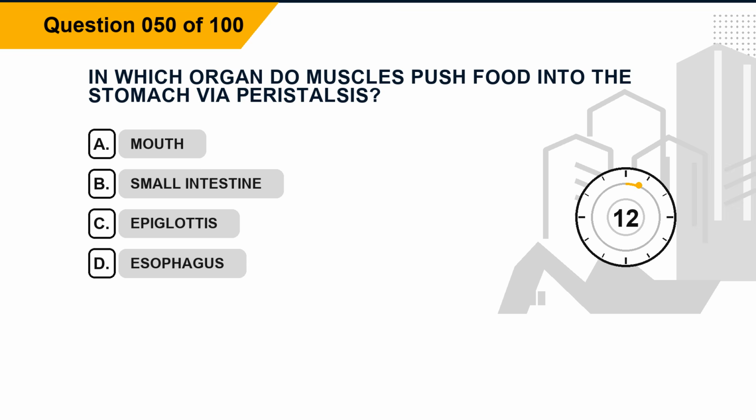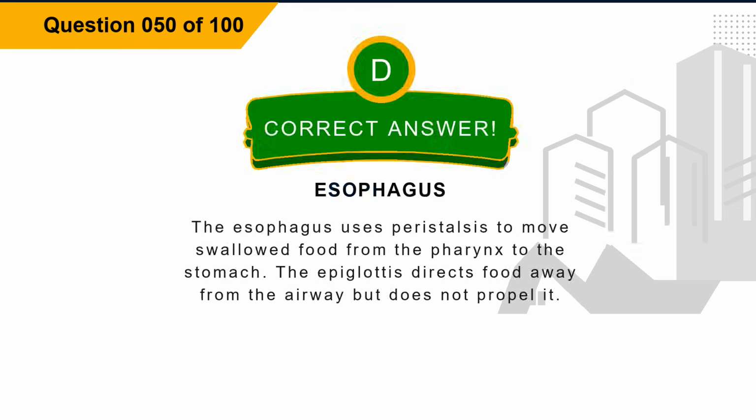Question 50. In which organ do muscles push food into the stomach via peristalsis? Option A. Mouth. Option B. Small intestine. Option C. Epiglottis. Option D. Esophagus. The correct answer is option D. Esophagus. Explanation. The esophagus uses peristalsis to move swallowed food from the pharynx to the stomach. The epiglottis directs food away from the airway but does not propel it.